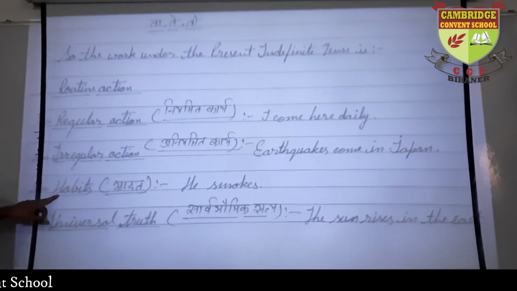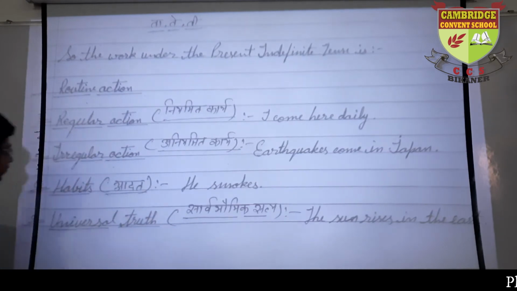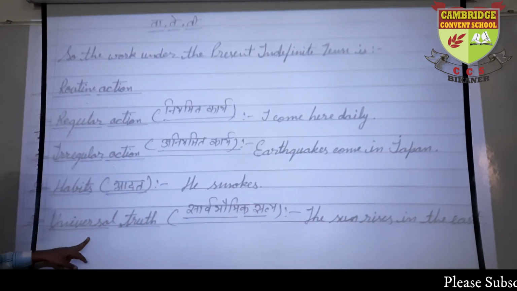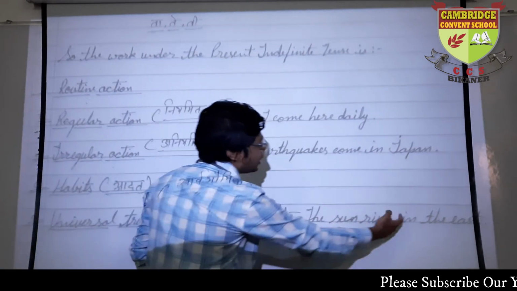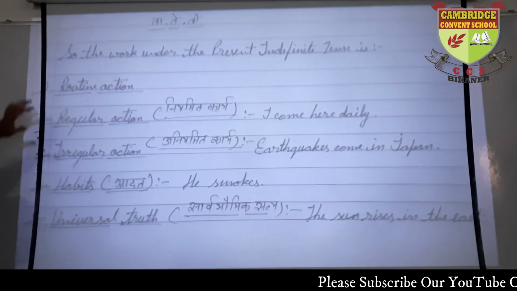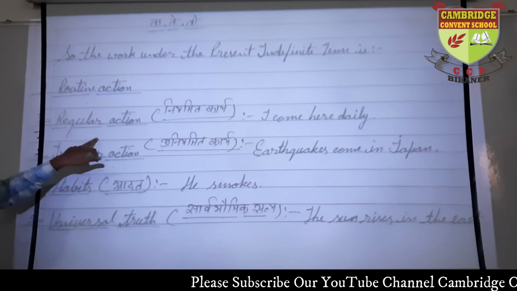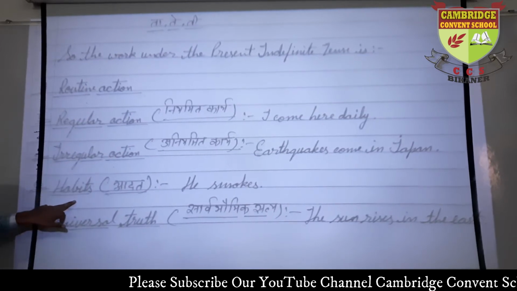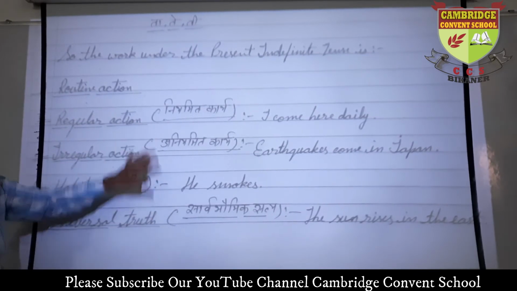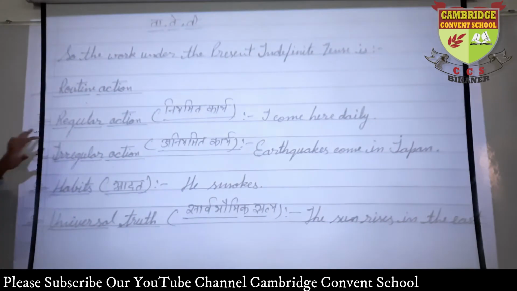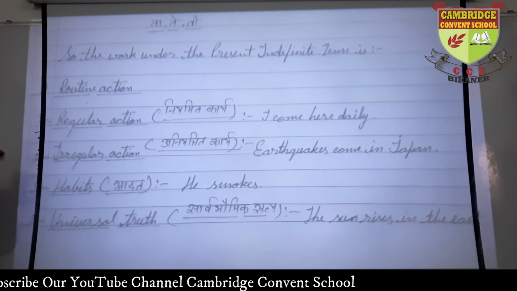Habitual action, like he smokes. And universal truth, that is, the sun rises in the east. Here we can see the four types of routine action: regular action, irregular action, habits, and universal truth. All these things come in the present indefinite tense.